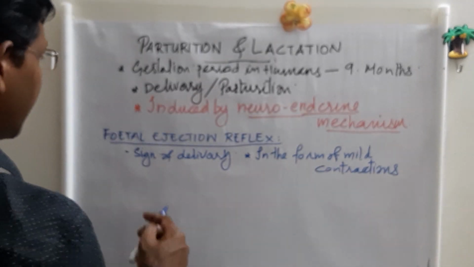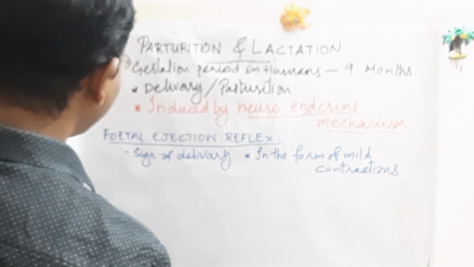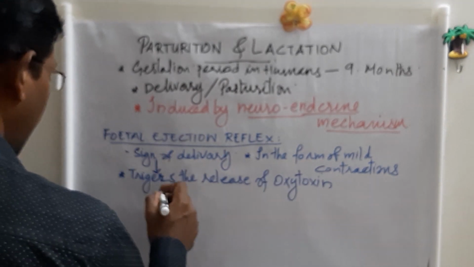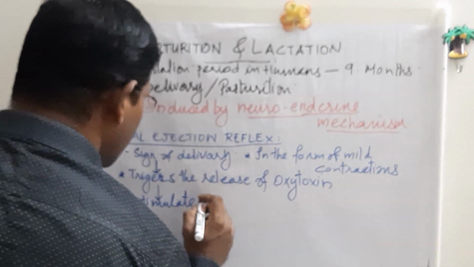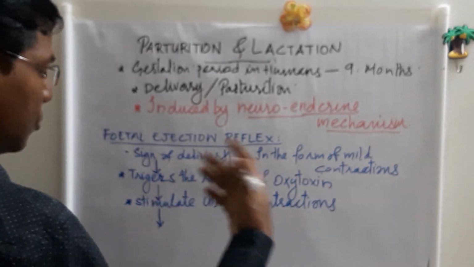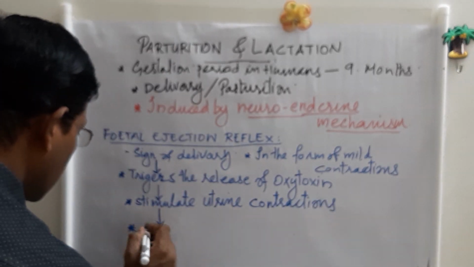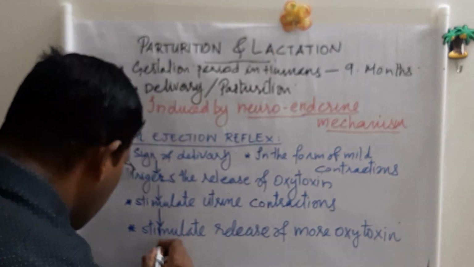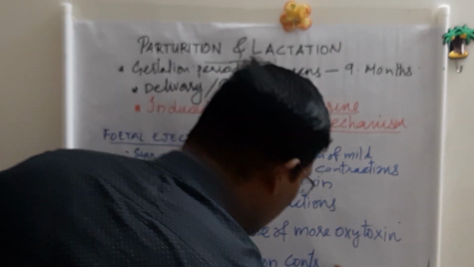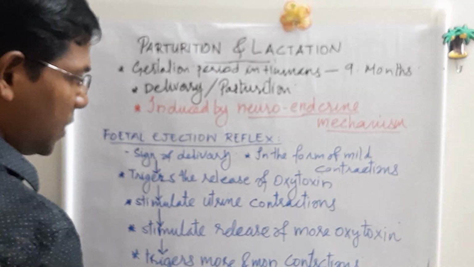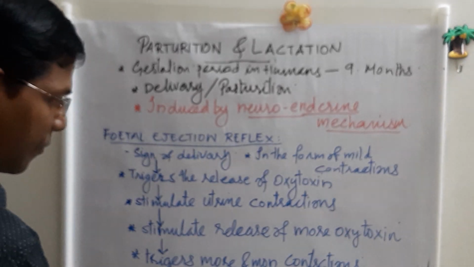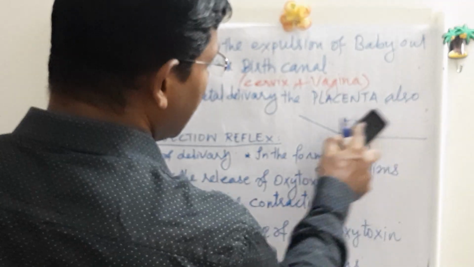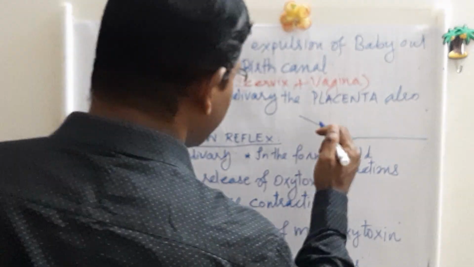This fetal ejection reflex now triggers some signals to the neuroendocrine system that stimulates uterine contractions. These uterine contractions stimulate release of more oxytocin that triggers more and more contractions. This results in the expulsion of baby. After the fetal delivery, the placenta is also, better to say, expelled out.